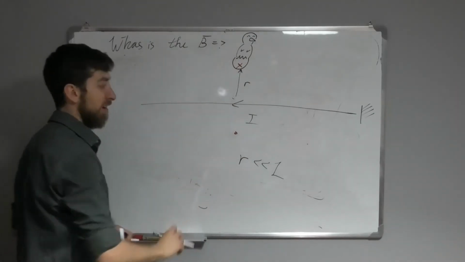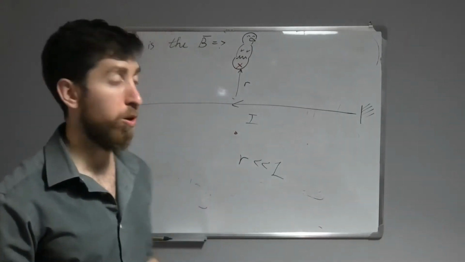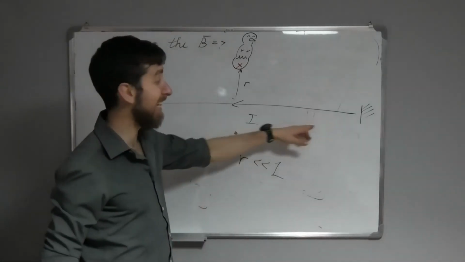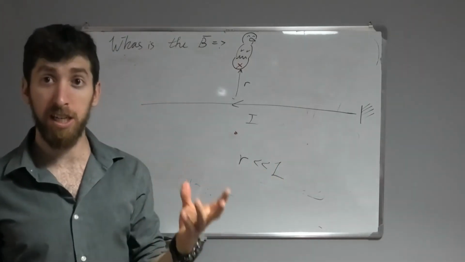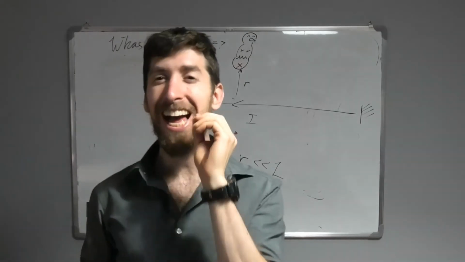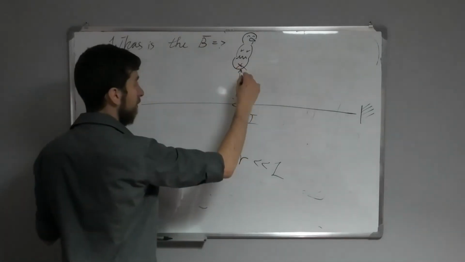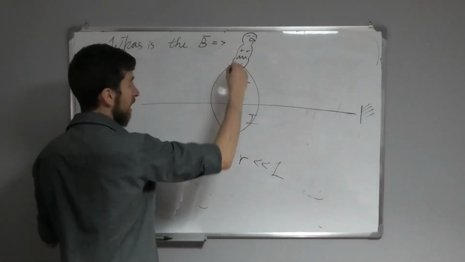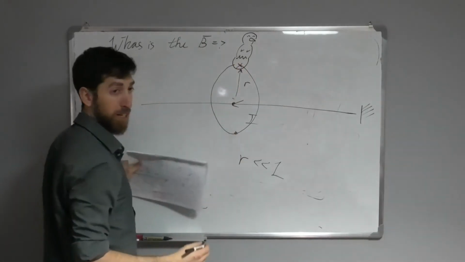So how can I find that? I can use Ampere's law. Why can I use Ampere's law? Because I can see here a cylinder symmetry, an infinite cylinder symmetry. Why cylinder? Because you can think of a wire as a really small, tiny cylinder. So we're going to use the same loop that we used before. We're going to do a circle.